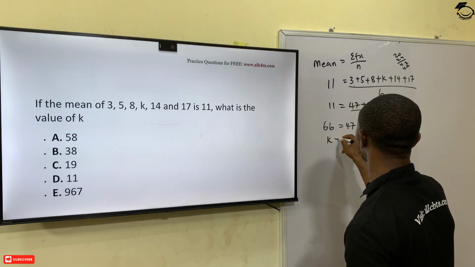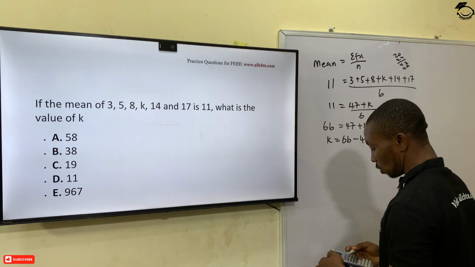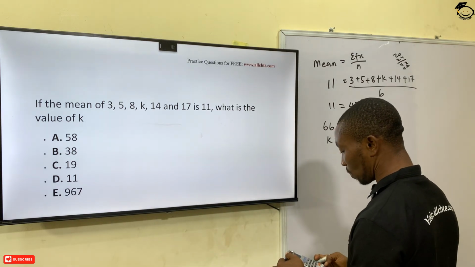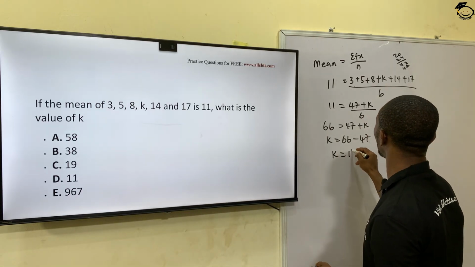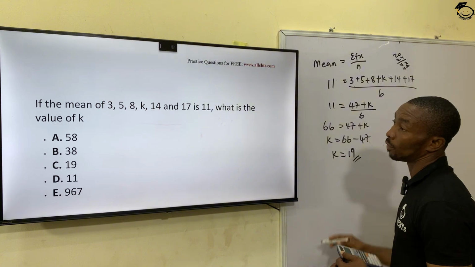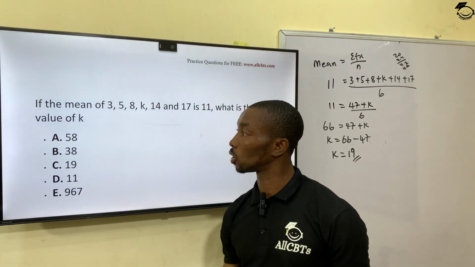So our k would become 66 minus 47. So if we are doing 66 minus 47, we are having the value of k to be 19. So the value of k in this question would be 19, which is our option C.